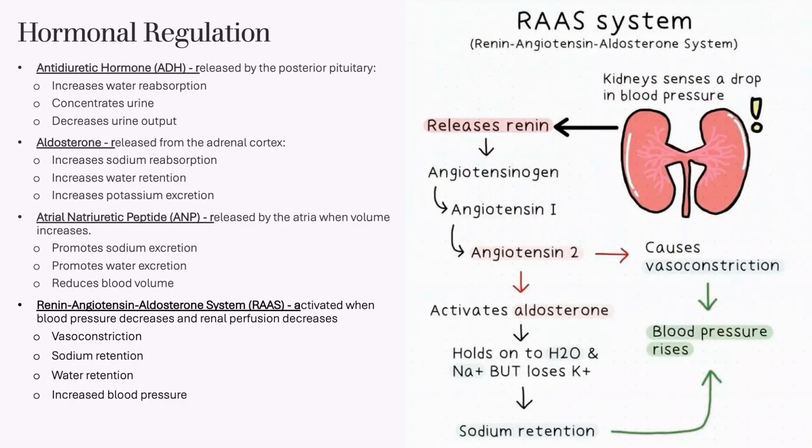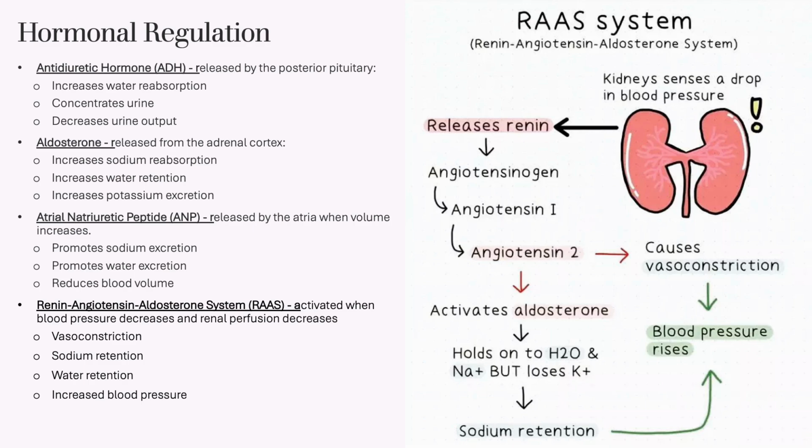Now the kidneys work really closely with several hormones to regulate fluid balance and blood pressure. The antidiuretic hormone is one of those. This is released by the posterior pituitary gland. ADH increases water absorption in the collecting ducts, which concentrates urine and decreases urine output. So when somebody's volume is low and their blood pressure is low, the antidiuretic hormone, think of it like this, anti-diuretic. It's not going to get rid of water, right? It's going to hold it.